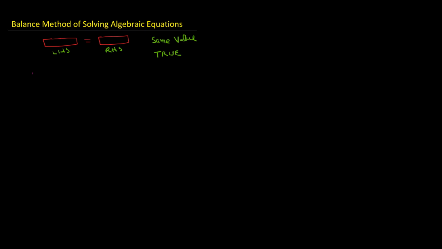The balanced method says that whatever mathematical operation, plus, minus, multiplication or division, you perform on the left hand side must be done on the right hand side. This will be clear if I take an example. Let's start from the previous example. We have already taken this.